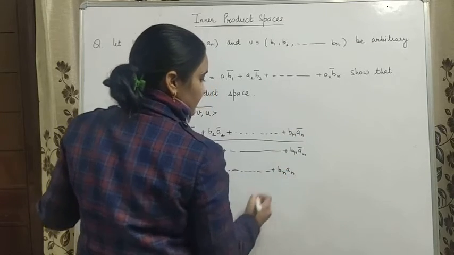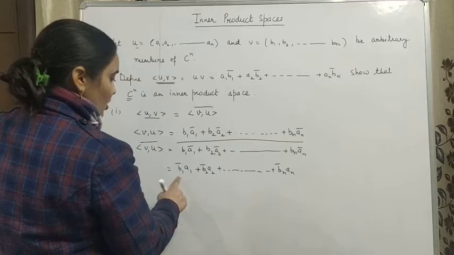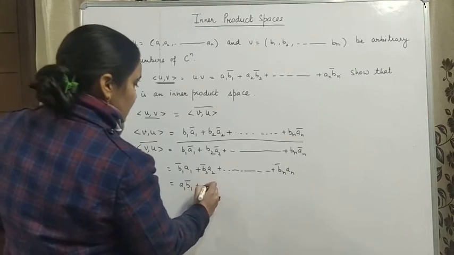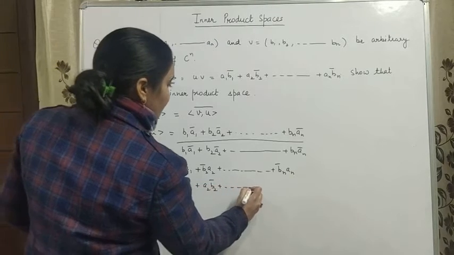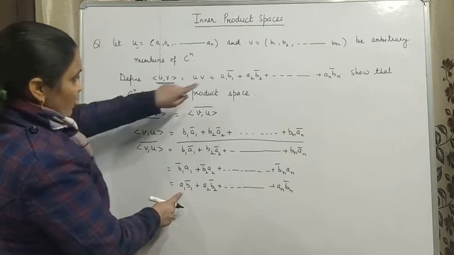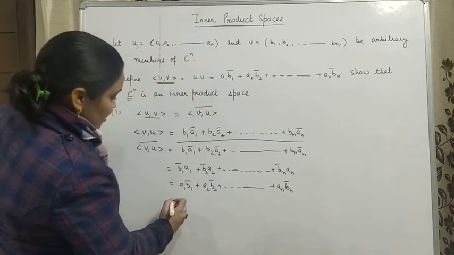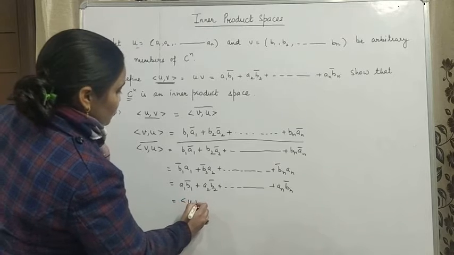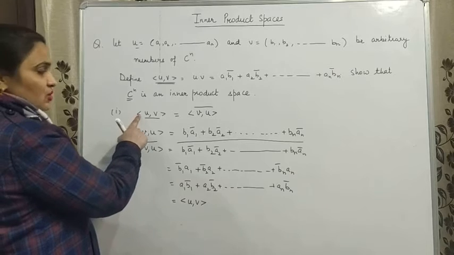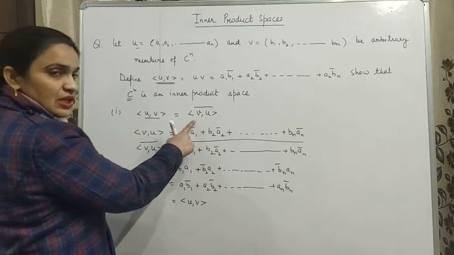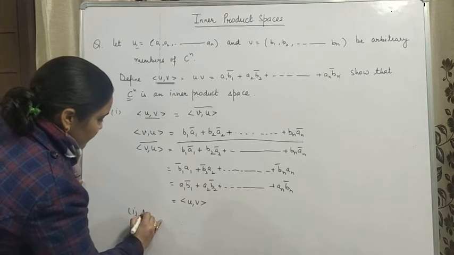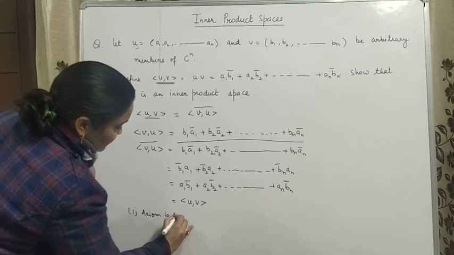Clear? So हम इसको आप कैसे लिख सकते हैं, this is a1 b1 conjugate, this can be rewritten as this a2 b2 conjugate and so on an bn conjugate. So students अगर आप देखो ये exactly इसी के equal आ गया. So this is equal to inner product of u with v. So first axiom is satisfied. क्या inner product of u with v is equal to inner product of v with u conjugate. So first axiom is satisfied.